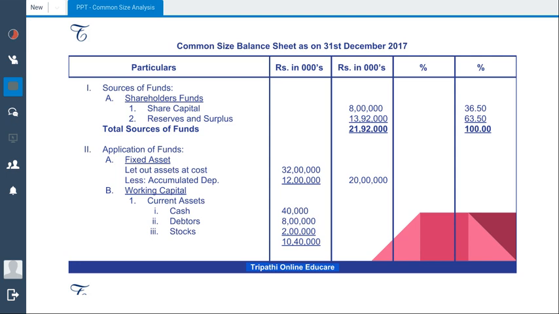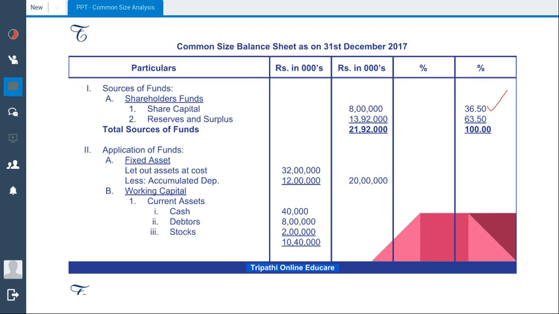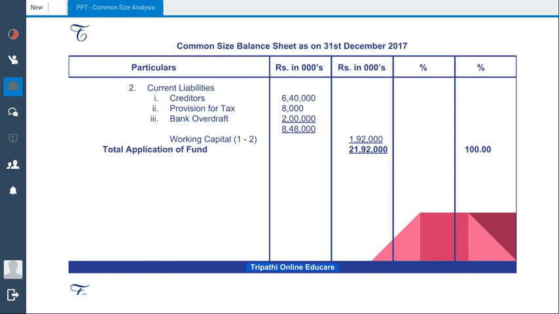So here also we can say that out of the total sources of fund which we have collected, 36.50% we got from the shareholders, and the remaining 63.50% we have as our own reserves and surplus. So that is how we have collected this fund, right? Now, if you talk about application of fund, under application of fund you will have to take total application of fund as the base, 100%. Based on this, you will have to calculate the percentage of each and every item which comes under the application of fund.